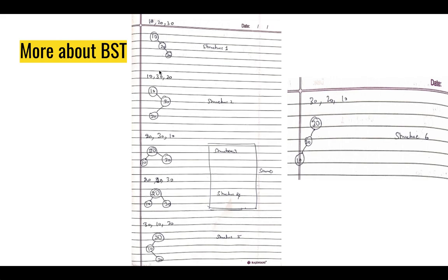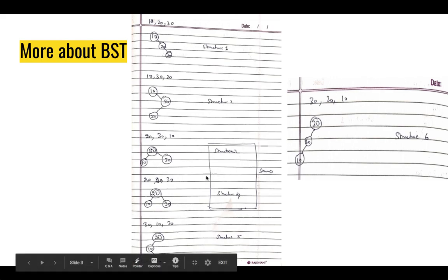Now let's change the order of the numbers. Let's make it 10, 30 and 20. Then 10 will be the root node, 30 will be inserted to the right side of it, and 20 to the left side of 30. Now this is another structure. Now let's take 20, 30, 10, then you know how it gets created. Then 20, 10, 30, these two are getting the same structure.